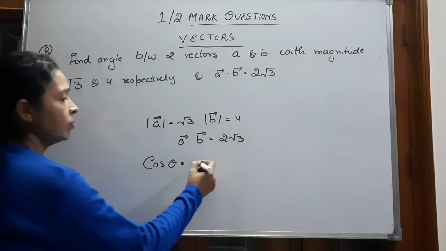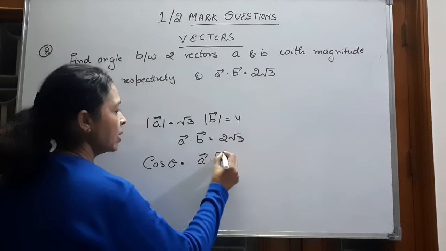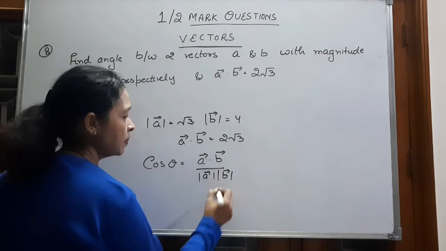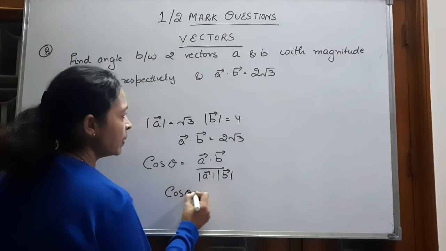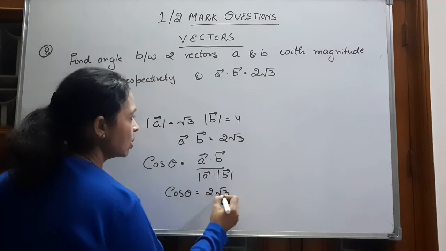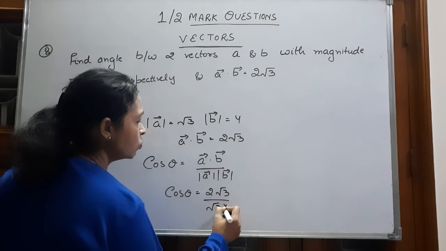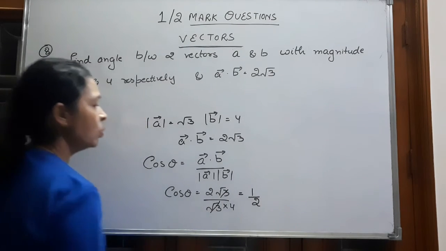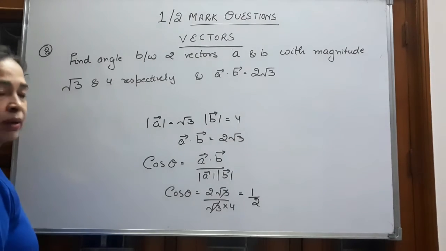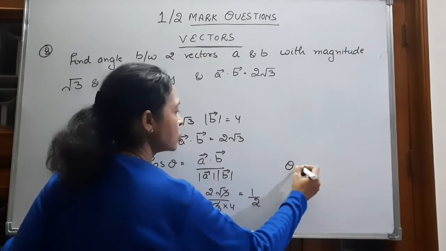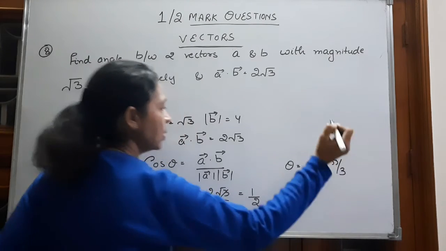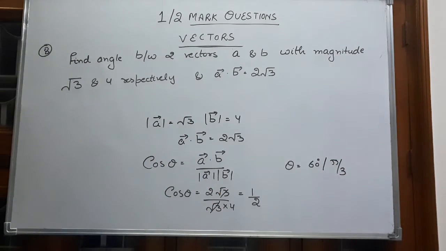What is cos theta? Vector A dot vector B upon magnitude of vector A into magnitude of vector B. So cos theta will be 2 root 3 upon root 3 into 4. We have 1 by 2. And cos theta is 1 by 2 at theta equals 60 degrees, that is pi by 3. Cos 60 degrees or cos pi by 3 is equal to 1 by 2.